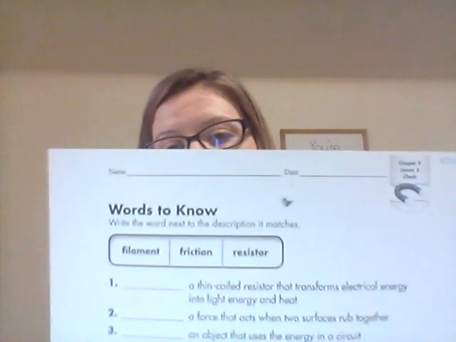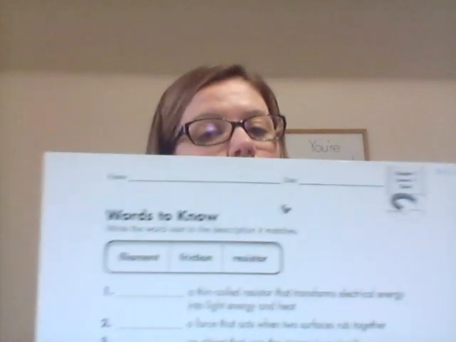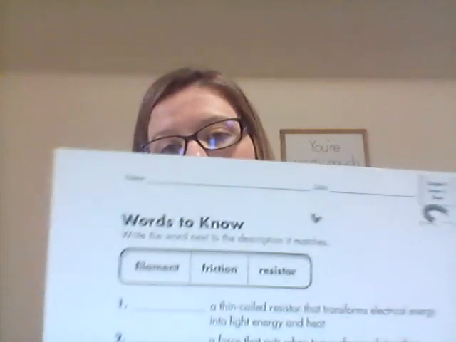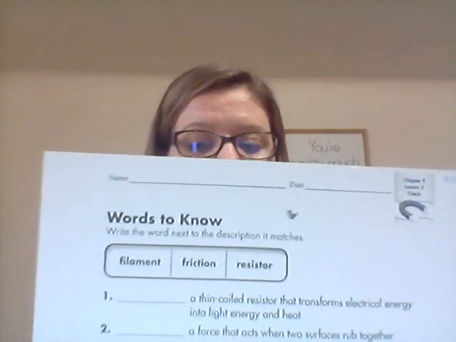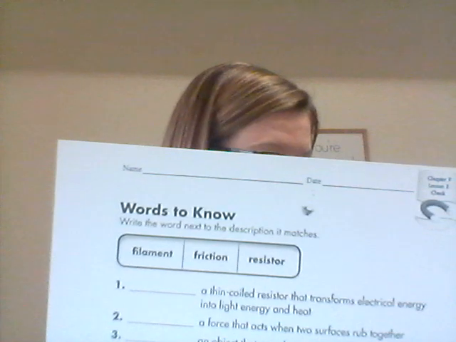Again. Today we're going to review Chapter 9, Lesson 3, pages 406 through 409 in your science book. Before we get started, I want you to find the worksheet that Mrs. Law gave you that looks like this. It's got the words filament, friction, and resistor at the top. It's the Chapter 9, Lesson 3 worksheet. This is going to be our homework today, so go ahead and find that real fast.